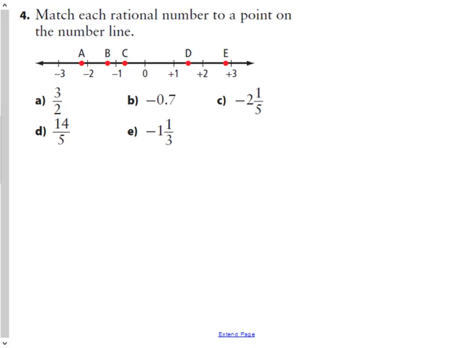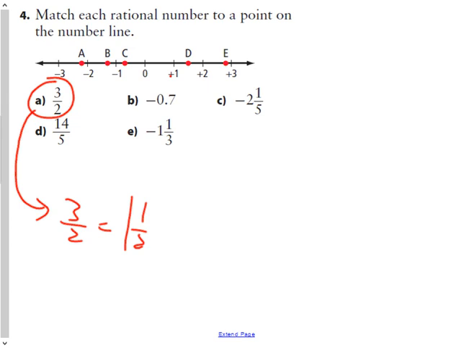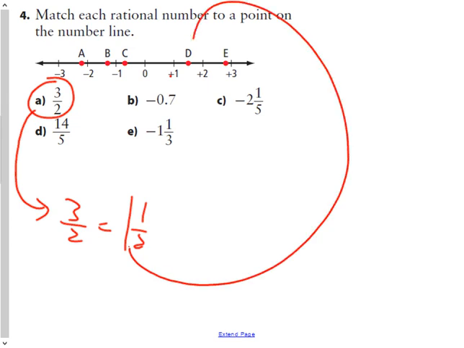Question 4 says match each rational number to the point on the number line. So the first thing we probably need to do, and the easiest way, is just look at the first one and say what number is that. So 3/2 is the same thing as a mixed fraction, 1 1/2. Since 1 is here, and it's positive by the way, 1 1/2 would be D.